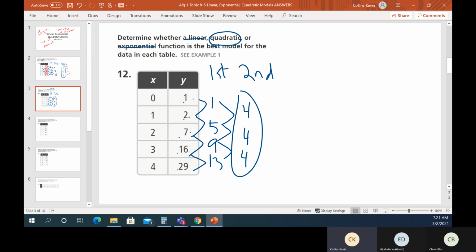Then same thing here. We looked at this one. We went from 1 to 2, that's 1. Then 2 to 7, that's 5. 7 to 16 is 9. 16 to 29 is 13. So first differences aren't happening. But notice this. When I go 5 minus 1, I get 4. 9 minus 5, I get 4. 13 minus 9, I get 4. So the second differences are good, which means we've got a quadratic.